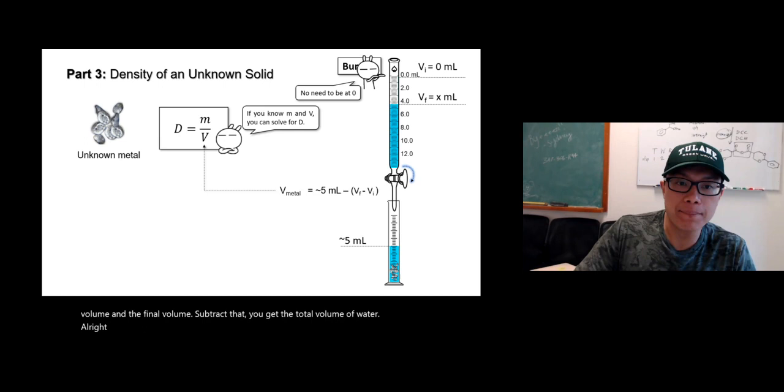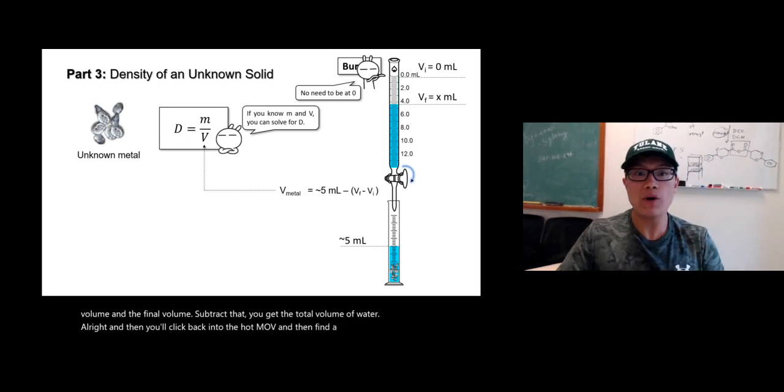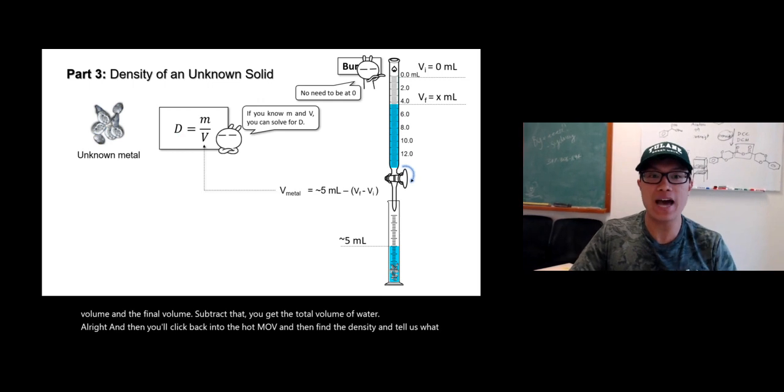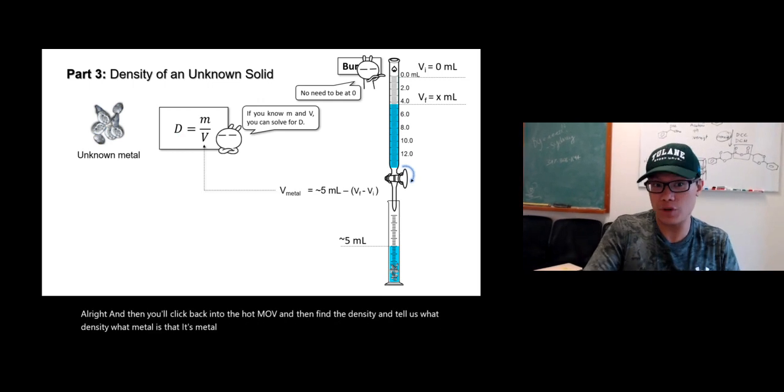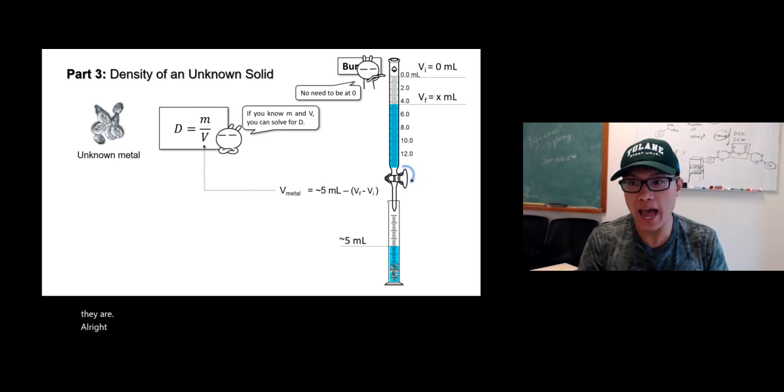All right, and then you plug back into D equal to M over V, and then find the density and tell us what metal that is. Each metal has a different density, so you know exactly what they are. All right, that's three parts in the lab.